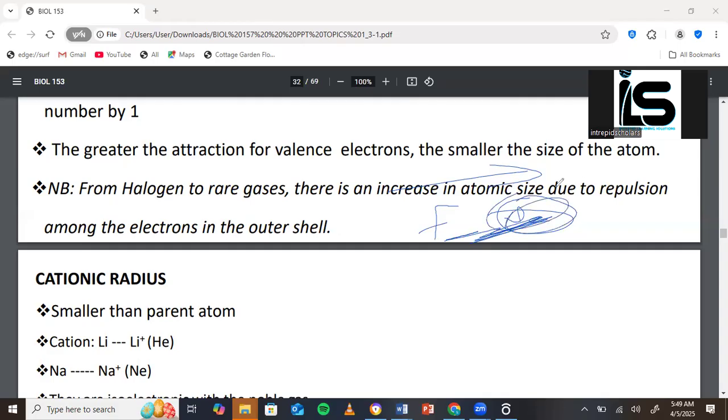You realize that there will be an abrupt increase in size because of the repulsion in the fully filled shell for the rare or noble gases. So that's an exception for us to take note of. Exception for us. So it reads that from the halogen to rare gases, there's an increase in the atomic size due to repulsion among the electrons in the outer shells. Very important to note.